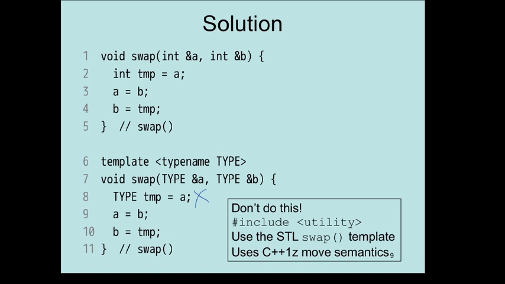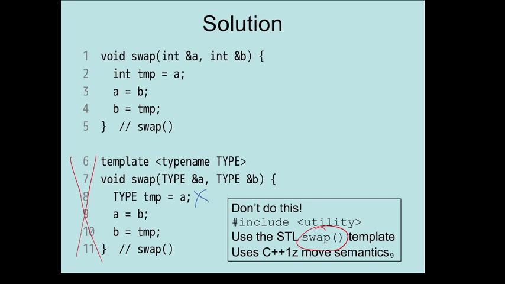Now, I started to say don't do this. The reason we don't want to do this, a better thing to do here is to include utility and use the STL version of swap. One reason, it's already written. Two, if we do both, or even if we don't include utility, if I include something that includes utility and I do a using namespace std, this whole function won't ever compile because it collides with this one.